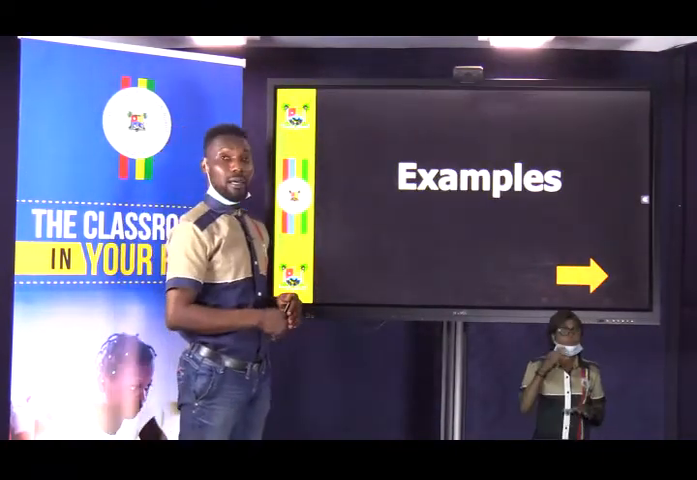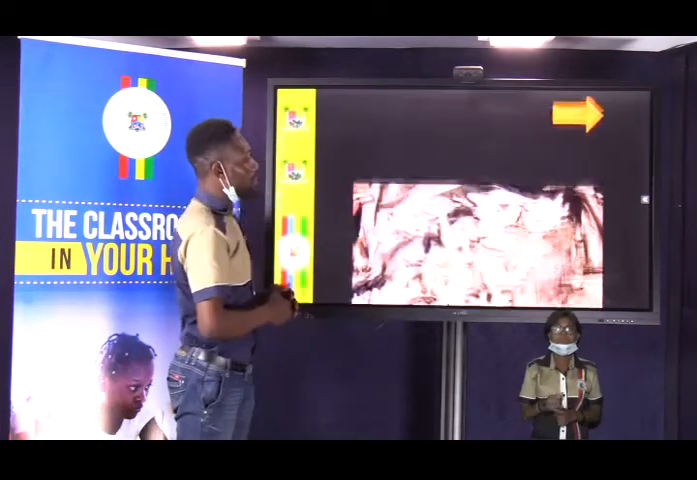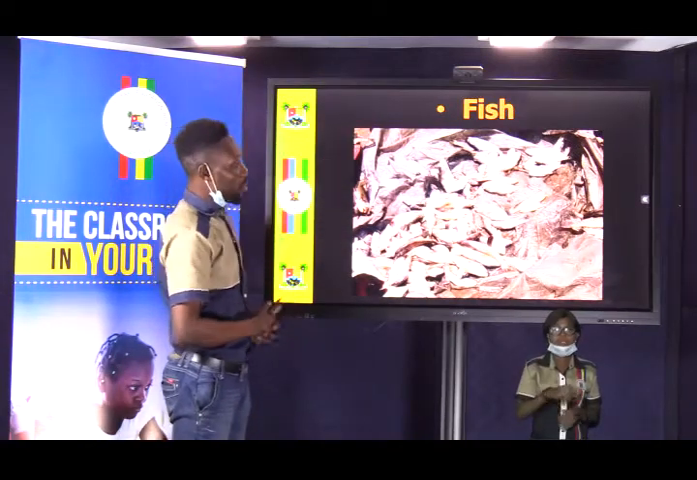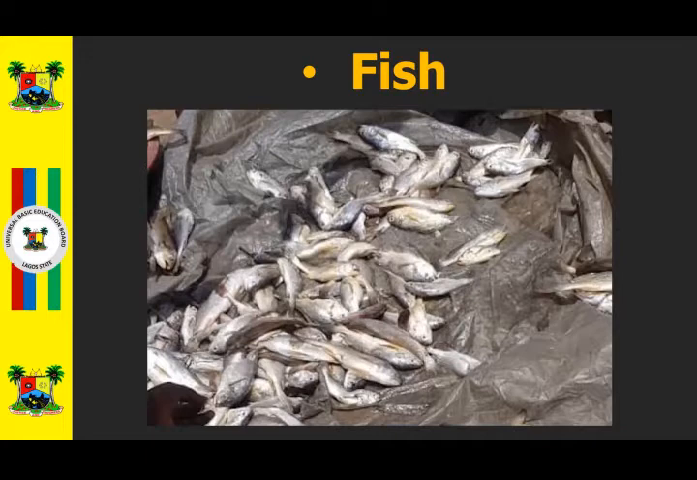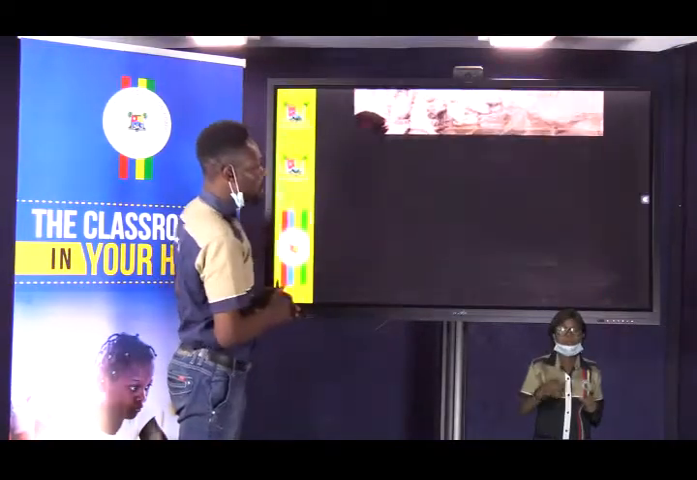Now, let's look at examples of animals mostly adapted in swampy areas. And this is fish. Talking about water, you should know that it has to do with animals that we can find in water. And a typical example is fish.